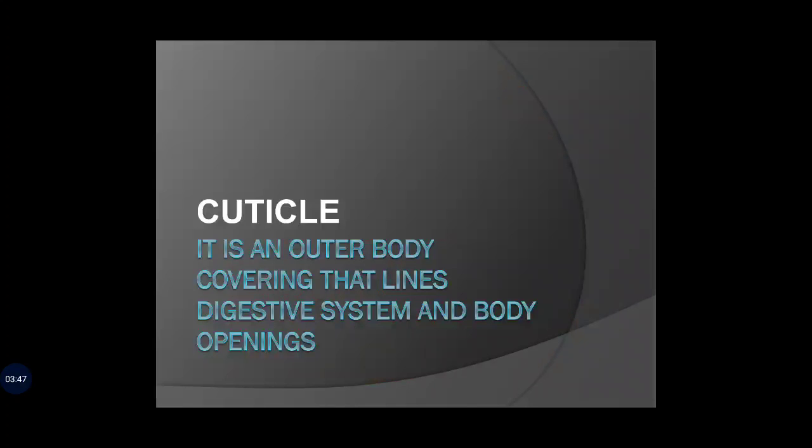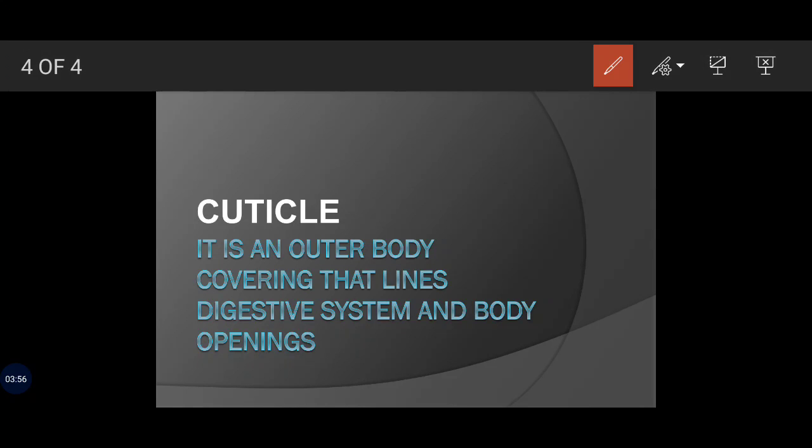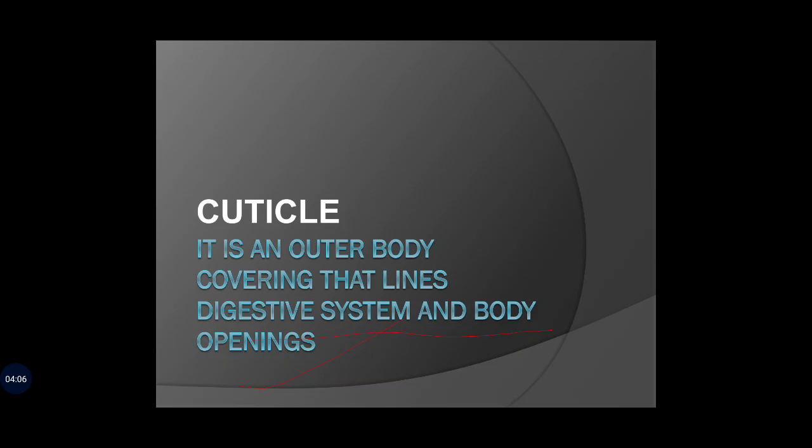And here I have written the definition, or function, of cuticle: it is an outer body lining or covering that lines the digestive system and the body opening. It acts as a protective layer. So next we are going to start with the annelid.